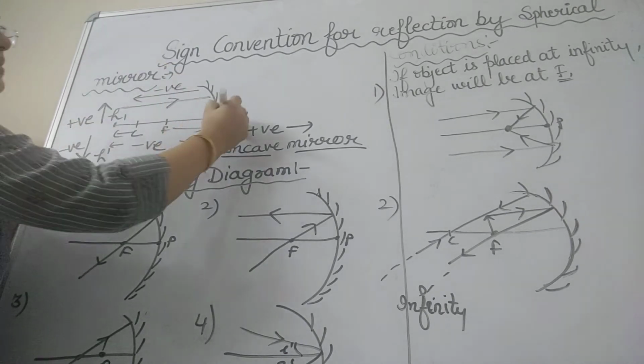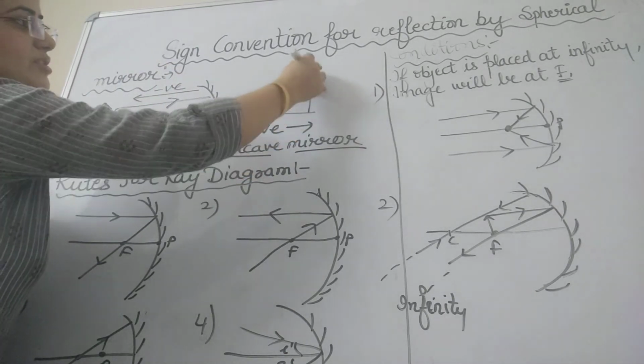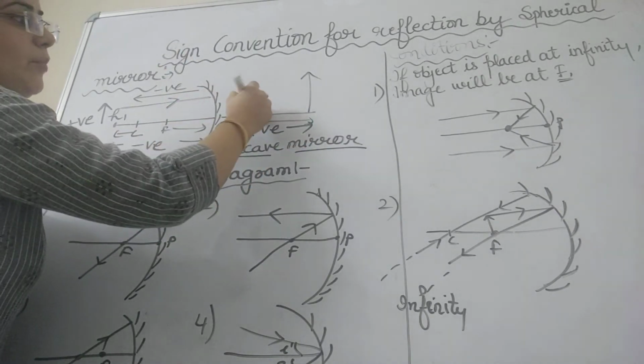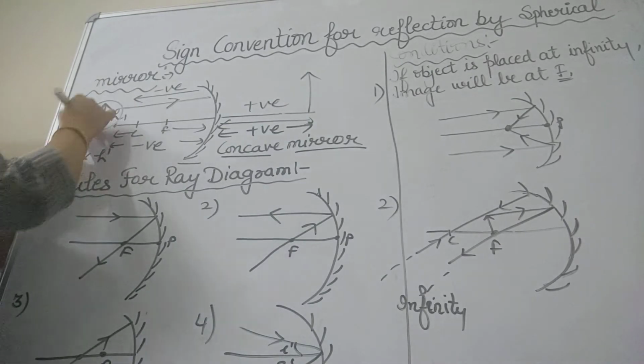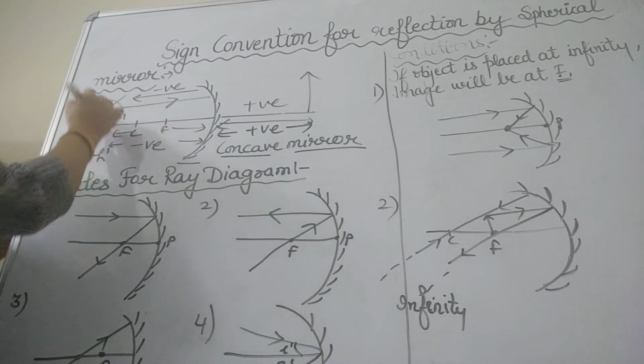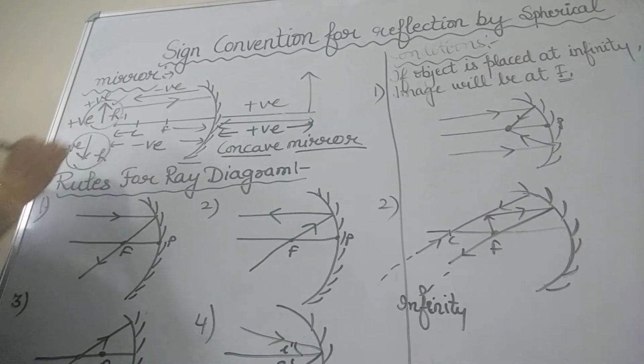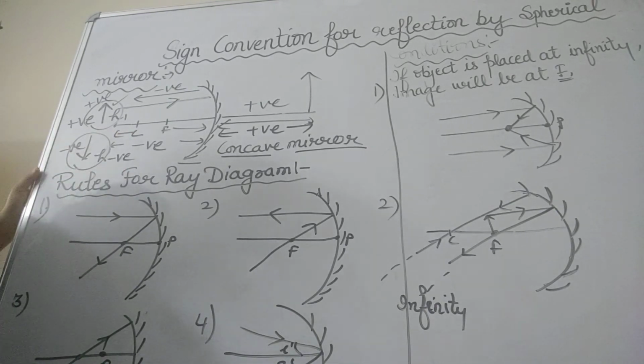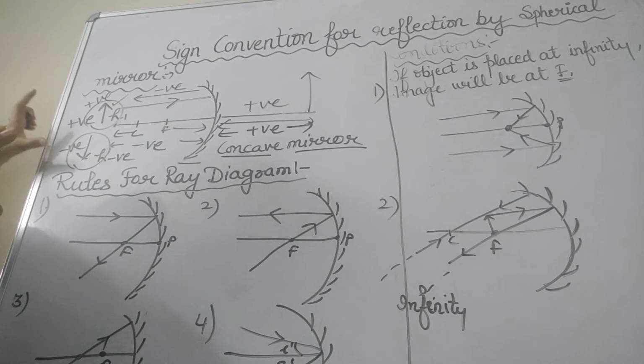But all the distances which you measure this side, suppose the image is formed here and you want to measure the distance of the image, that will be positive. And all the objects which are upright, like this, will be positive, and those in the downward direction will be measured with negative value, right? So these are the sign conventions.